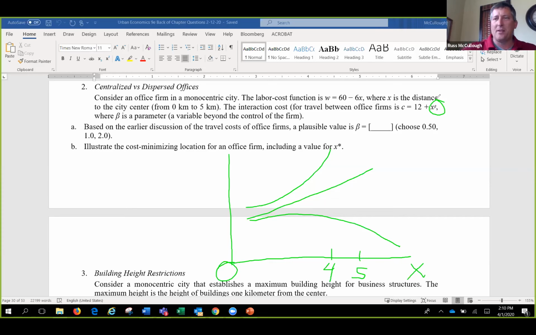0 raised to any power? Daniel, I think I saw you motion hand signal. 0. Yeah, so 0 squared is 0 times 0. So 0 to any power is 0. So therefore, the cost at 0 is easy. It's just 12 for any one of these. So 12 is kind of our starting spot for cost at the center.